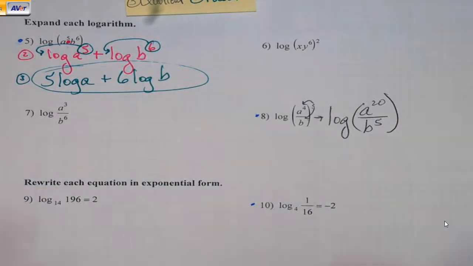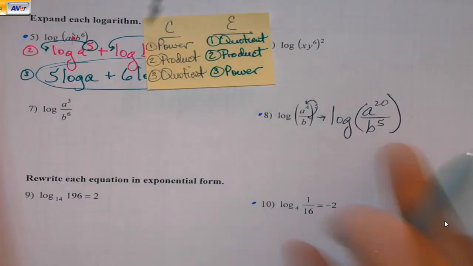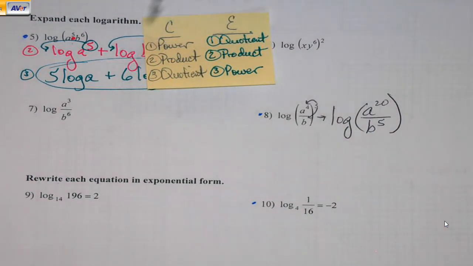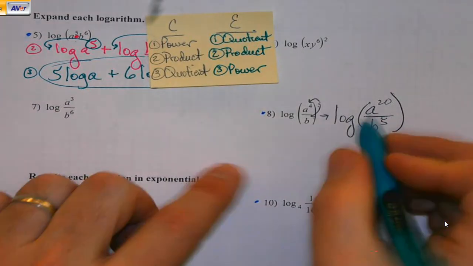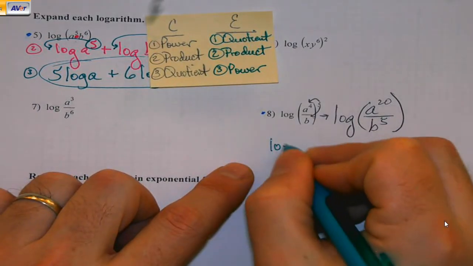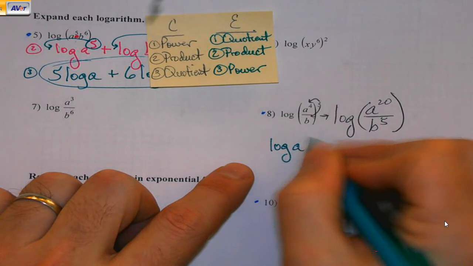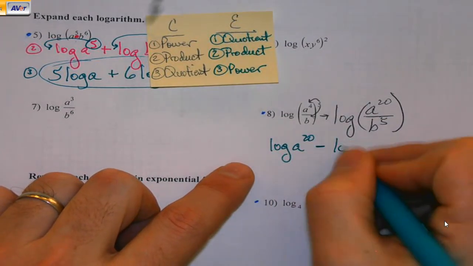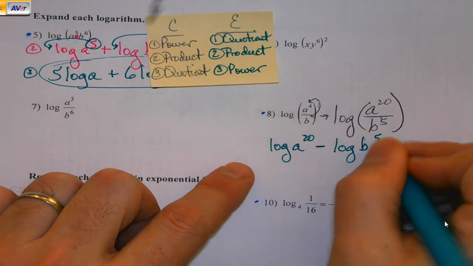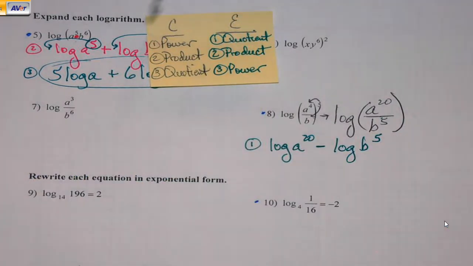So once I do that, now I can start working through my little checklist here. I go, okay, do I have a quotient? Do I have divide? Certainly do. So I'm going to have log a of 20, and the divide becomes subtract. Minus log b of 5. Do that first.